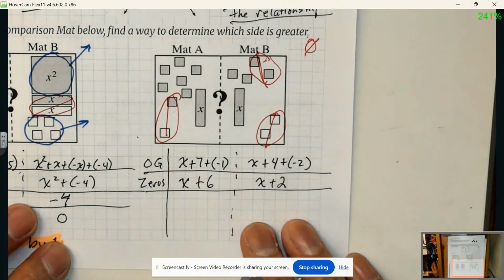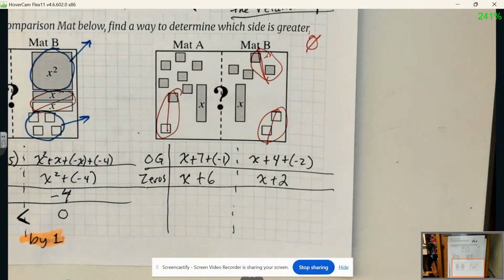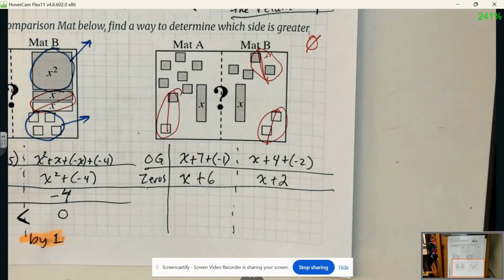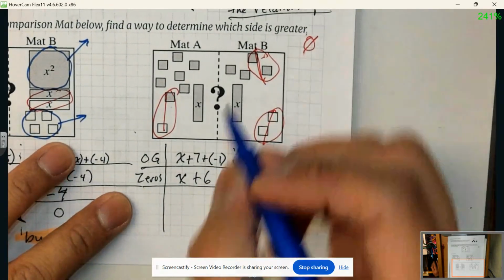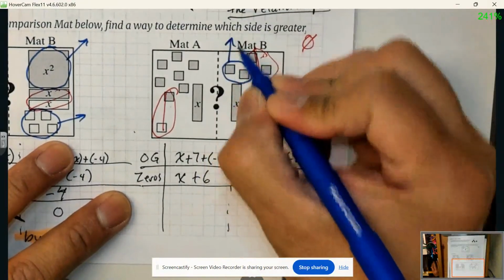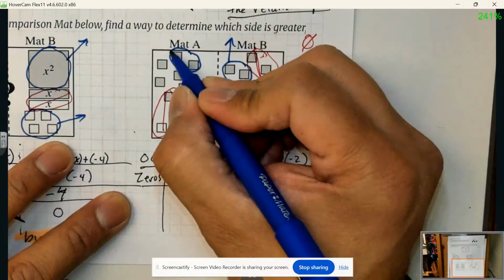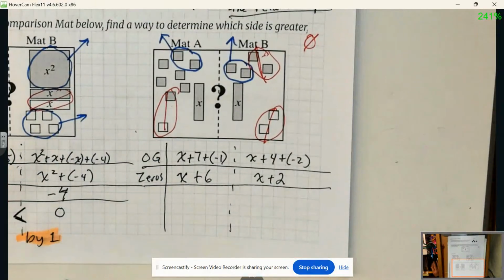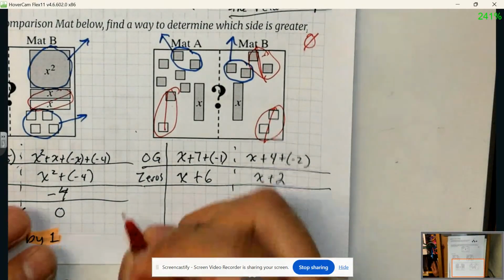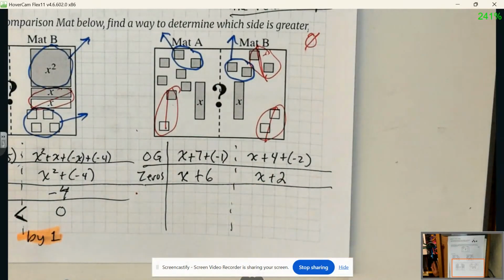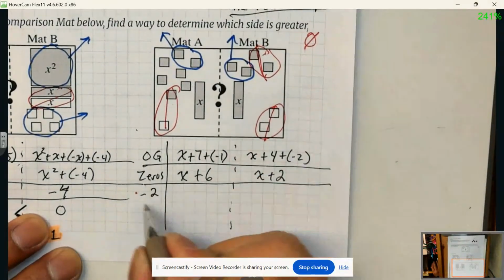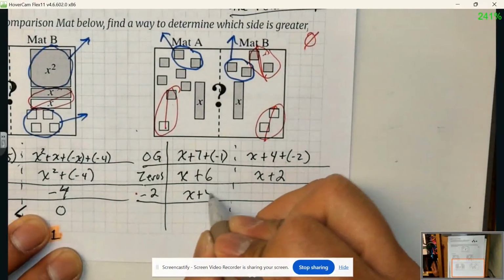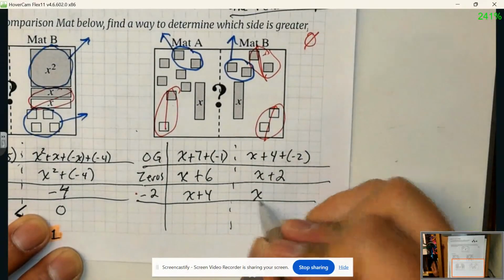The x's might throw us off a little bit, so I'm not sure which one's greater than the other. So let's do our remove matching parts. So that gives us a 2 we take away from the mat A, and 2 we take away from mat B. So let's see what this does. So I'm going to take away 2, and that leaves me with x plus 4, and that leaves me with x.